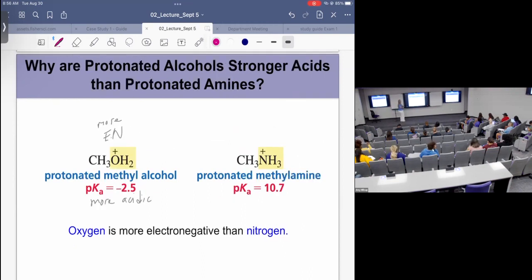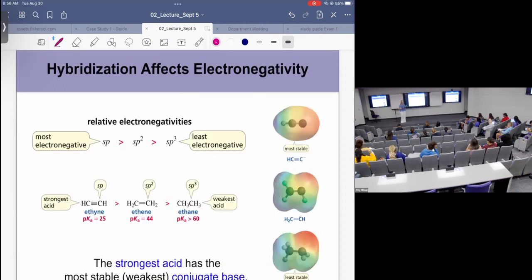But any question, why are protonated alcohols stronger acids than protonated amines? Because oxygen is more electronegative. How does hybridization affect acidity? Well, we talked about the fact that electronegativity increases as s character increases.